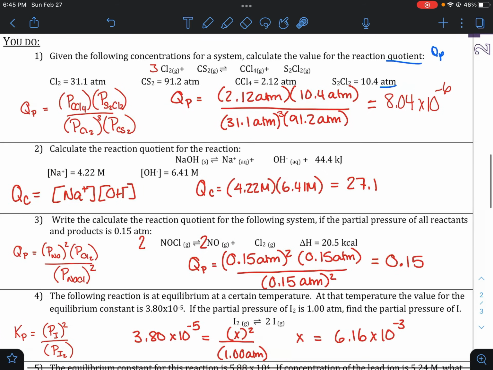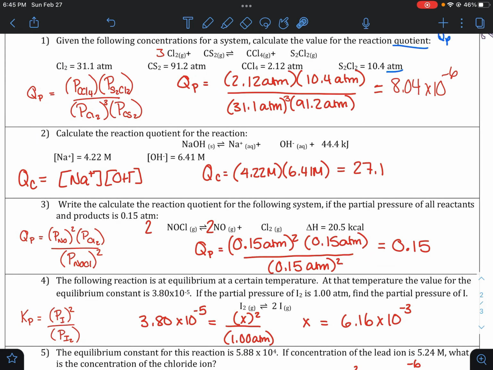Number 2, calculate the reaction quotient for the reaction. Reaction quotient, meaning Q. We've got solid, aqueous, aqueous, so that means we're going to be dealing with concentrations. And that's right there. Secondly, solid is a 1. So if we were to write our QC, it would be our products over our reactant, NaOH. However, NaOH turns to a 1.